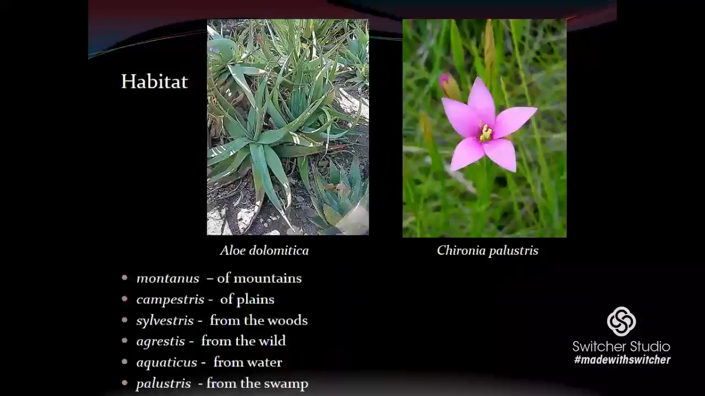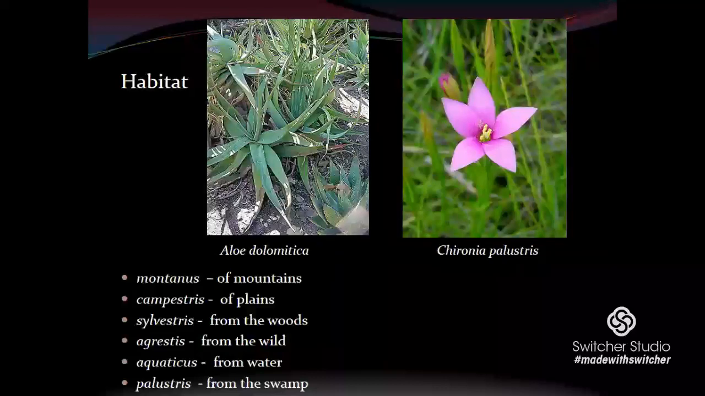Okay, habitats. This is also a very nice set of vocab that's useful for botany, because often plants are named after a place where they're found or where they like to grow. I'll give some examples. On that appendix, I have lists of these kinds of things organized according to what I felt was logical groups. So, Aloe dolomitica is an aloe that likes to grow on dolomite soil. The Chironia palustris is the one that likes to grow in the swamp.